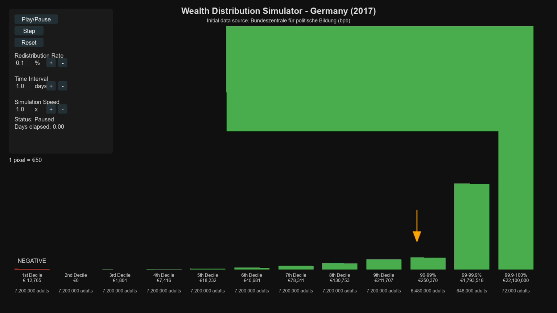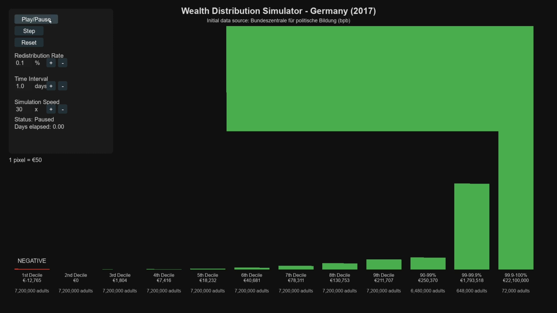The 90 to 99% group has about 250,000 per person. But then we have the top 1 to 0.1% with about 1.8 million per person. And that final bar, that represents just 0.1% of the population, about 72,000 people in Germany, with an average of 22 million euros per person. To put that into perspective, each person from that last group has more than 200 times the average wealth, which is around 108,000 euros.